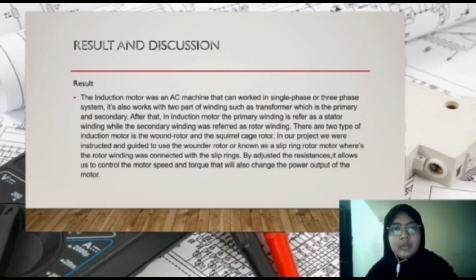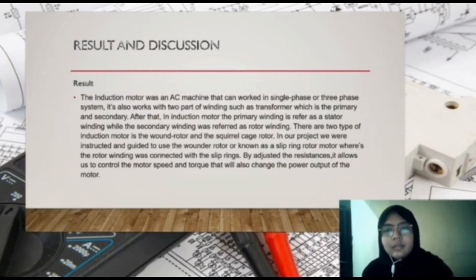Result: the induction motor was an AC machine that can work in single phase or three-phase system. It is also with two types of winding, such as a transformer, which is the primary and secondary. After that, in induction motor, the primary winding is referred as a stator winding, while the secondary winding was referred as rotor winding. There are two types of induction motor, the wound rotor and the squirrel cage rotor. In our project, we were instructed and guided to use the wound rotor, or known as a slip ring motor, where the rotor winding was connected with the slip ring.